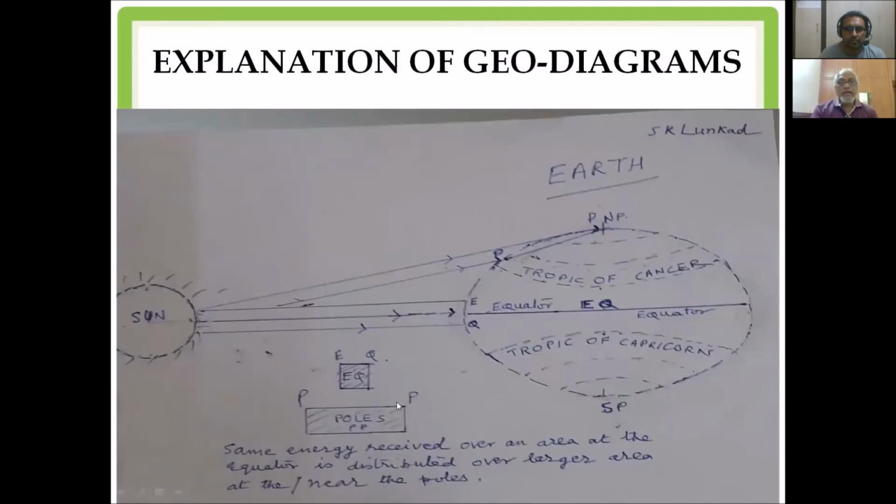Due to that, the energy, or solar insolation as we call it, is distributed over a larger area. Due to that, the Earth's polar regions are cold. Now the applied aspect of this is tapping the solar energy. Solar insolation is more at the equator, less at the poles.